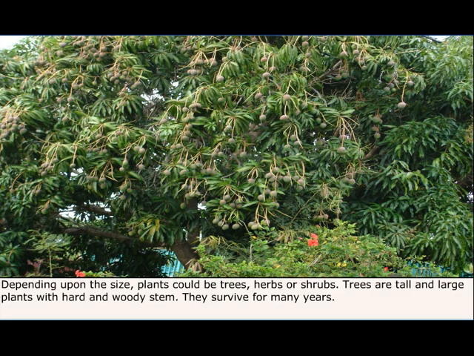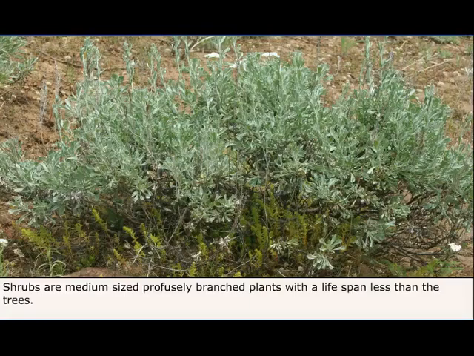Trees. Trees are tall and large plants with hard and woody stem. They survive for many years. Shrubs. Shrubs are medium-sized, profusely branched plants with a lifespan less than the trees.